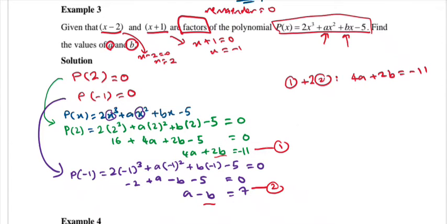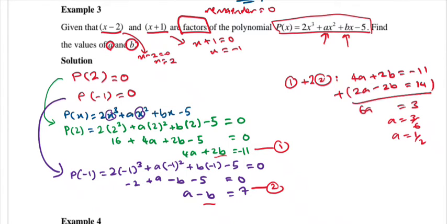So 2 times a is 2a, 2 times b is 2b, 7 times 2 is 14. And then you have to add these two equations. 4 plus 2 is 6a, 2b minus 2b is equal to 0, and then negative 11 plus 14 is 3. So you can find your value of a here. 3 divided by 6 is equal to 1 over 2.